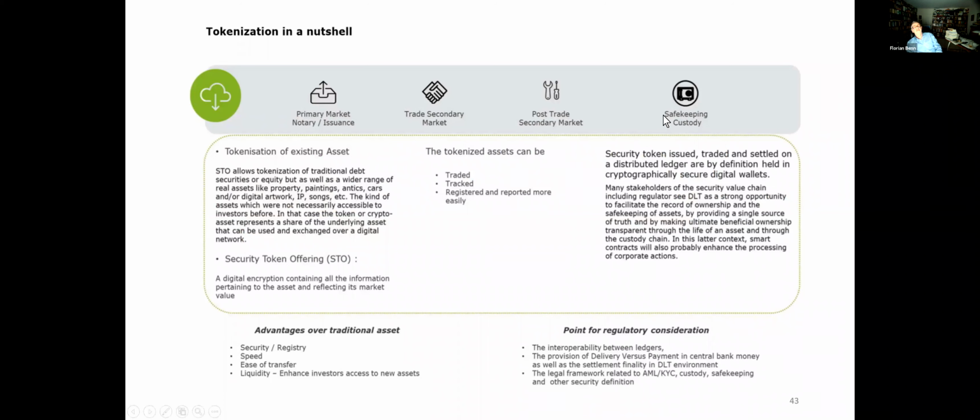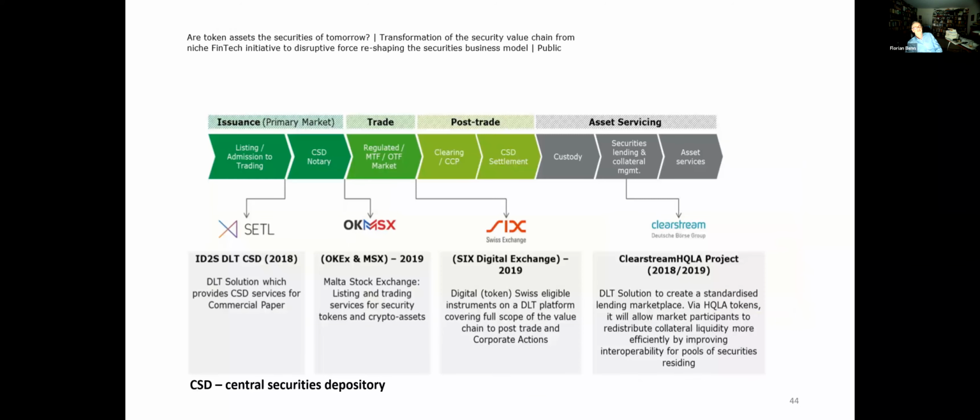Now, all these things that I described to you are based on this notion of tokenization. It's taking a physical asset or maybe a digital asset and then creating a token out of that. That token is then stored in a blockchain, and you can manipulate the blockchain to obtain information about tokens. So these are different examples of what's happening in Europe.